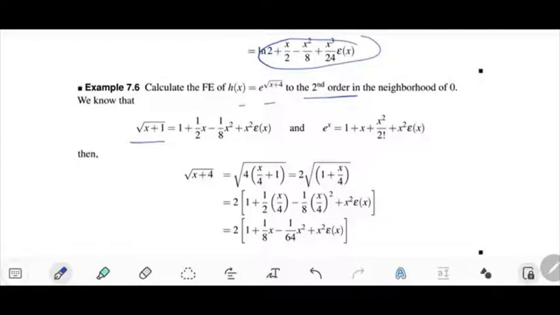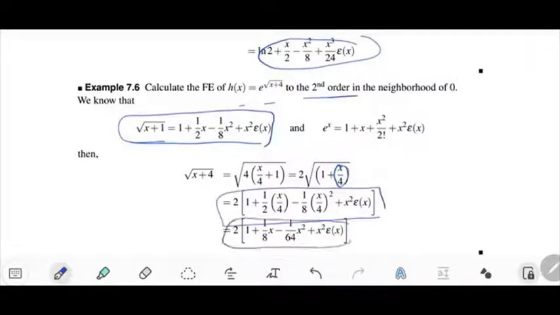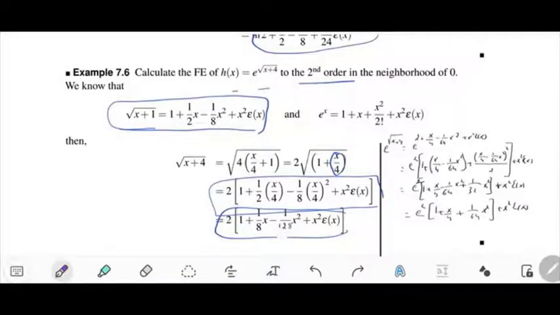So square root of x plus 4 can be written as square root of 4 times x over 4 plus 1, which is 2 times square root of 1 plus x over 4. So we can use now this formula to calculate the expansion of square root of x plus 4 by replacing x by x over 4. We do the replacement, and then we obtain finally the finite expansion of radical x plus 4.